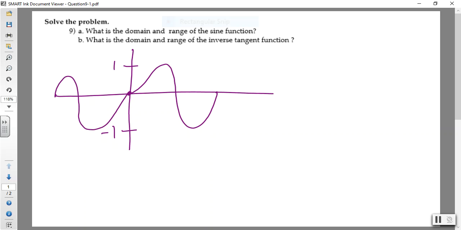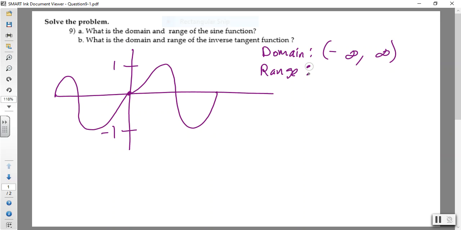Now when we do the domain, we read the x-axis from left to right. It looks like every value is being used on the graph. So we're going to say that the domain is going to go from -infinity to +infinity. Now let's look at the range.